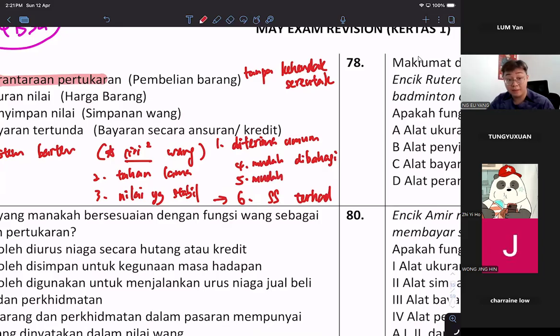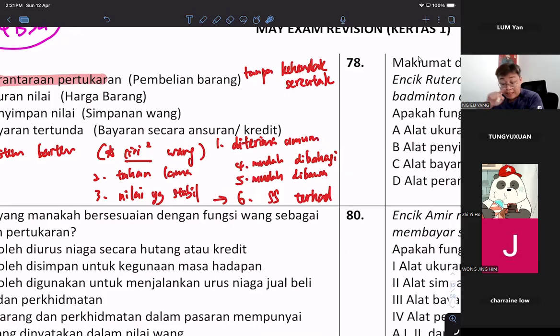Remember, mudah dibawa kepada mana-mana. So mudah dibahagi dan mudah dibawa. So why we have this mudah dibawa? Because wang yang bersaiz kecil dan ringan. Why is it mudah dibahagi kepada unit kecil? Because it's easier for us to conduct the perniagaan. So memudahkan urusan perniagaan. So remember, all the 6 ciri here, try to memorize the keyword to elaborating.